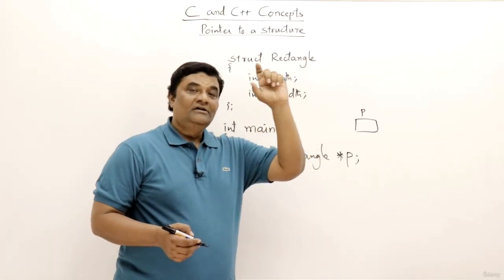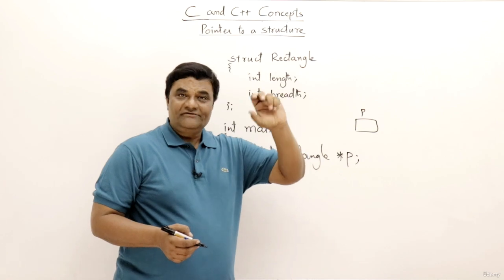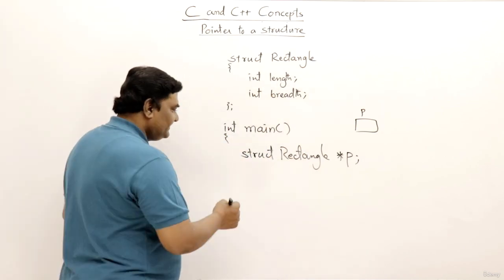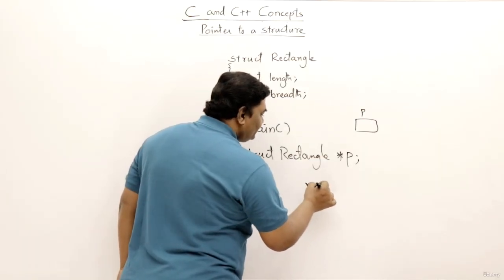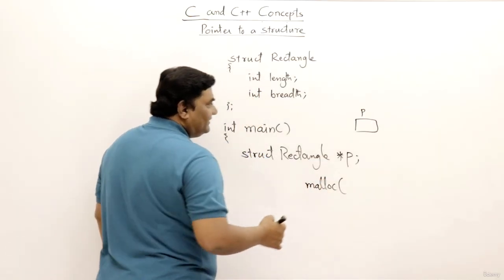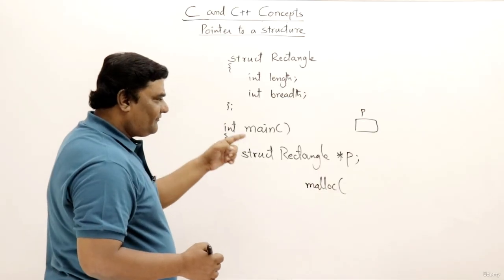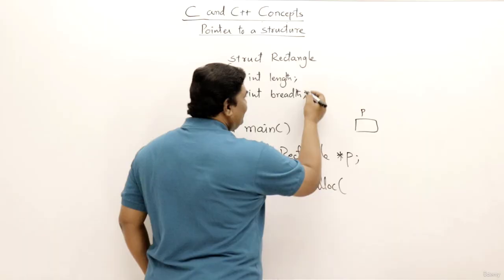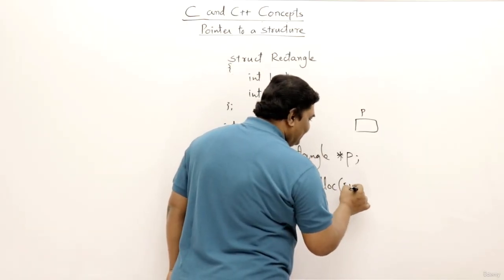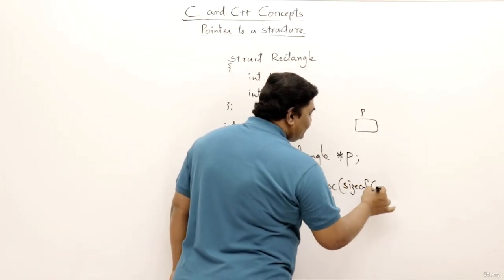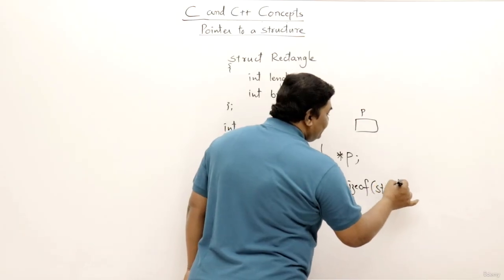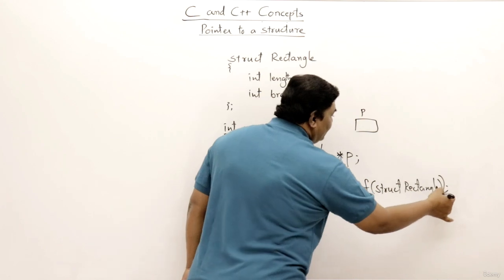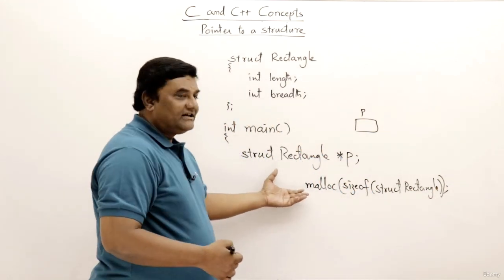Now we want a variable, an object of type structure, in the heap. So how to get the memory in the heap? The malloc function, yes. So I should call the malloc function. Then I must give the number of bytes that I require. Actually it is the same as this structure size. So I can mention 4 or else I can say sizeof struct rectangle. So the rectangle structure size is taken. Then this will allocate the memory.